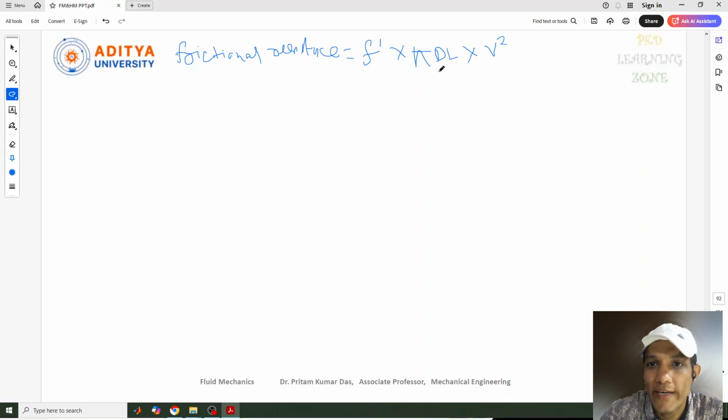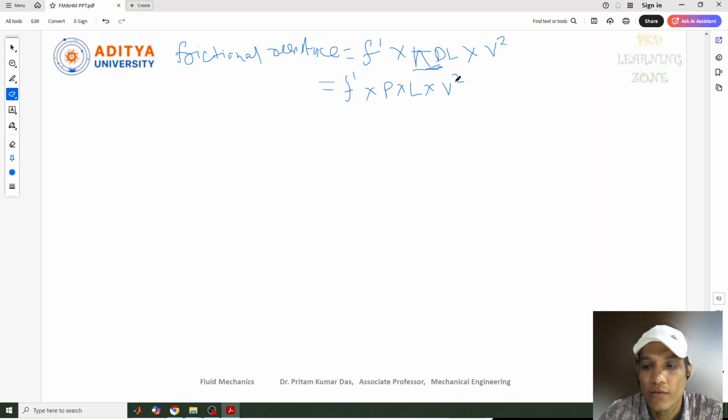This is the wetted area pi d l, and the velocity, as I told, V1 and V2 are all the same, so we can write V square. So now we can write F dash into P, where pi d is the perimeter P, into L into V square. So this is about the frictional resistance.